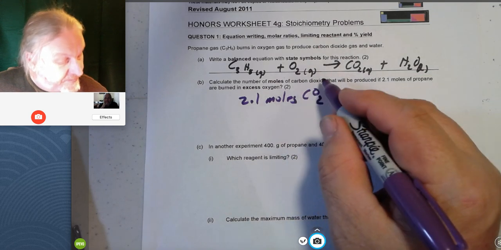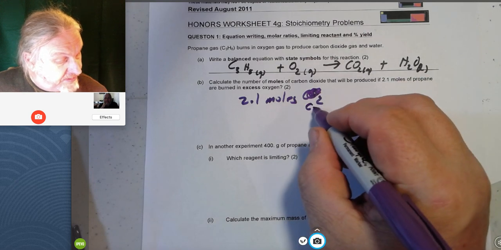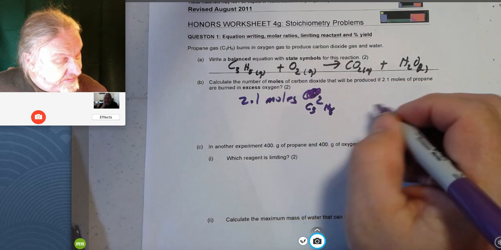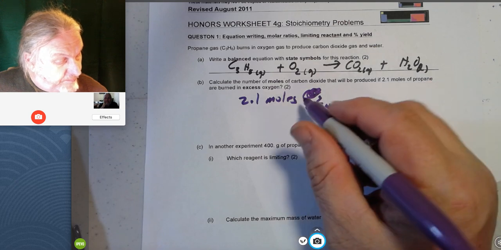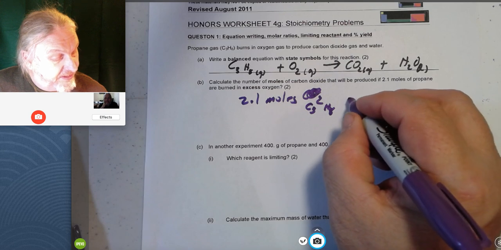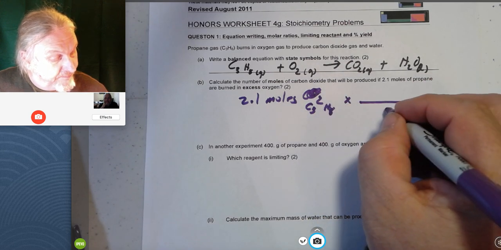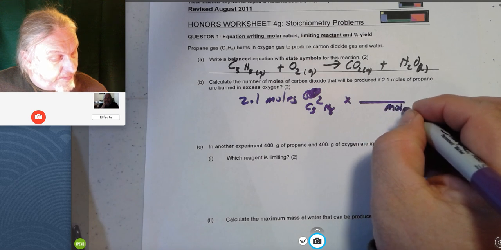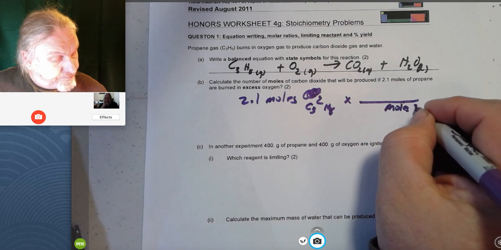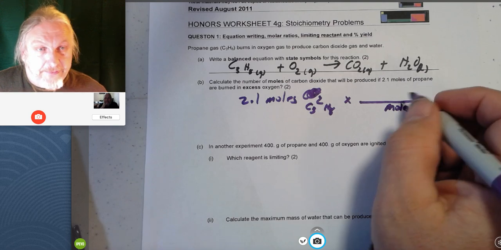How many moles of carbon dioxide if 2.1 moles of C3H8, propane, are burned in excess of oxygen? In other words, I have more oxygen than I need. So all we have to do is do our mole ratio. A lot of you are asking, how do I put this ratio down? I'm going to put moles of C3H8 on the bottom for a reason.